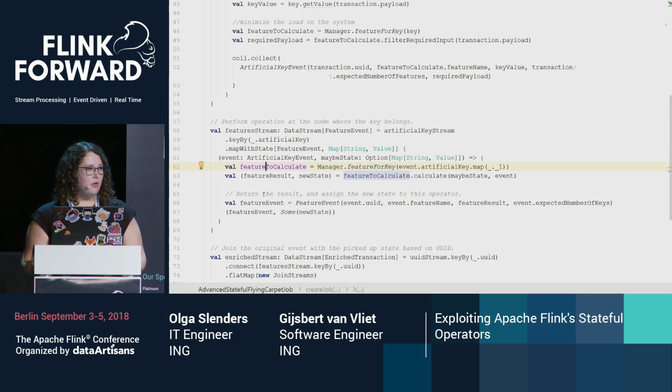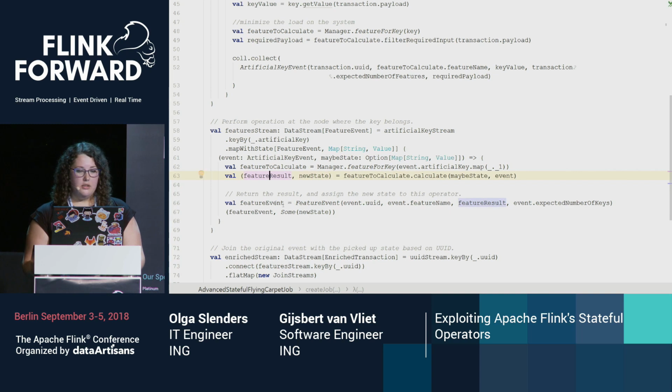Here inside we have encoded our business logic, which is the same logic as before. And it also knows not only how to calculate the result of the feature, but also what is the state that it has to be keeping for the next iteration, the next event that has to be calculated.